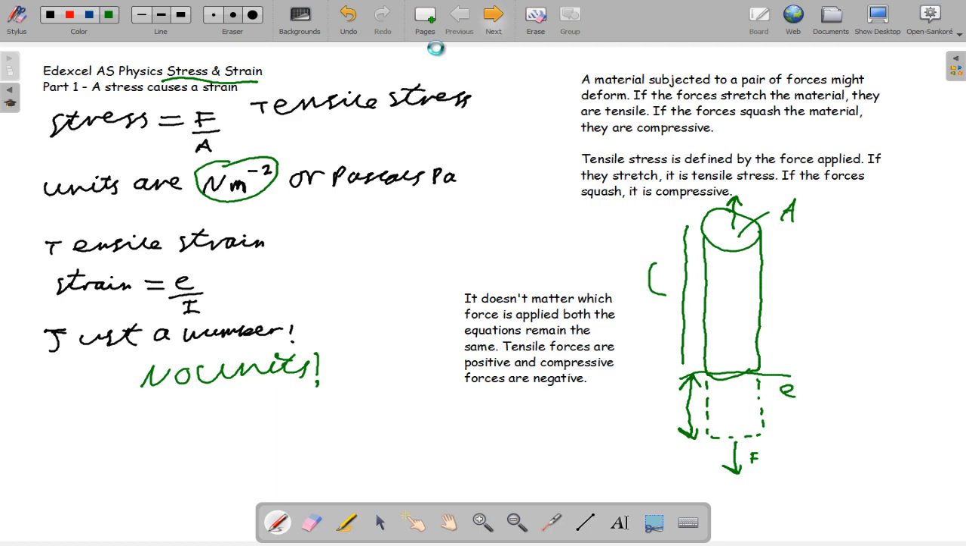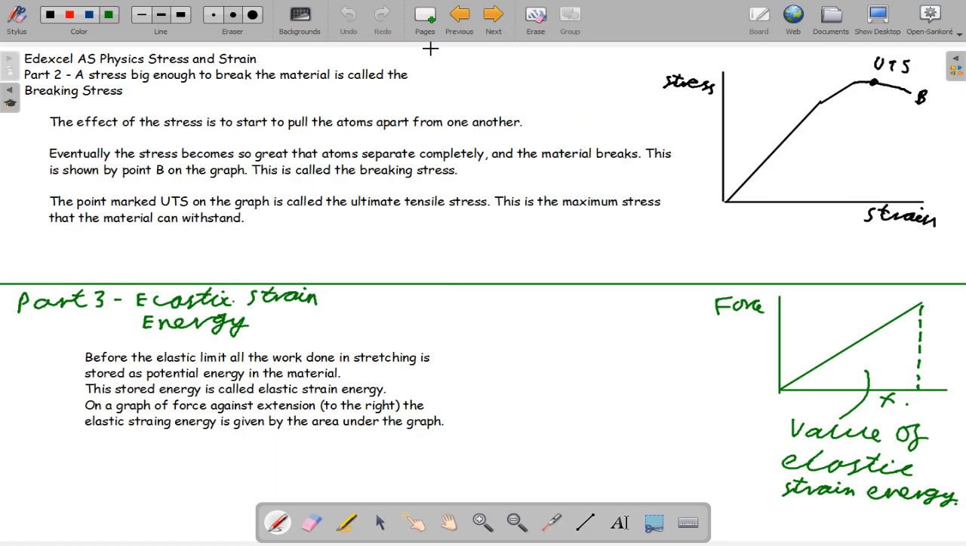A stress big enough to break the material is called the breaking stress, and the effect of the stress is to start to pull the atoms apart from one another, and the stress becomes so great that the atoms separate completely and the material breaks. This is shown by point B on the graph. The stress at which this point occurs is called the breaking stress.